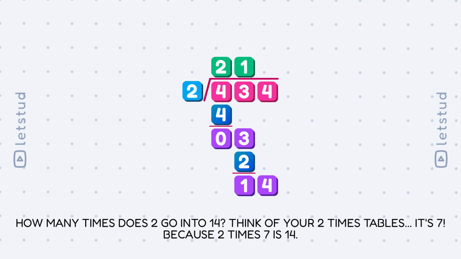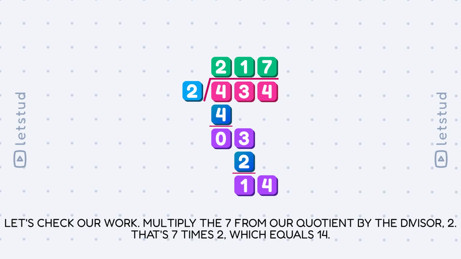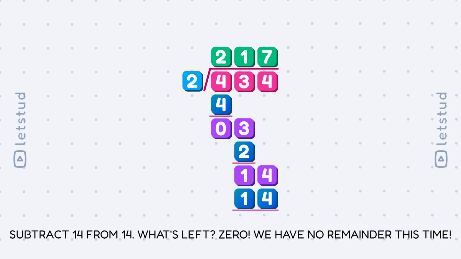How many times does 2 go into 14? Think of your 2 times tables. It's 7 because 2 times 7 is 14. Let's check our work. Multiply the 7 from our quotient by the divisor 2. That's 7 times 2, which equals 14. Subtract 14 from 14. What's left? 0. We have no remainder this time.